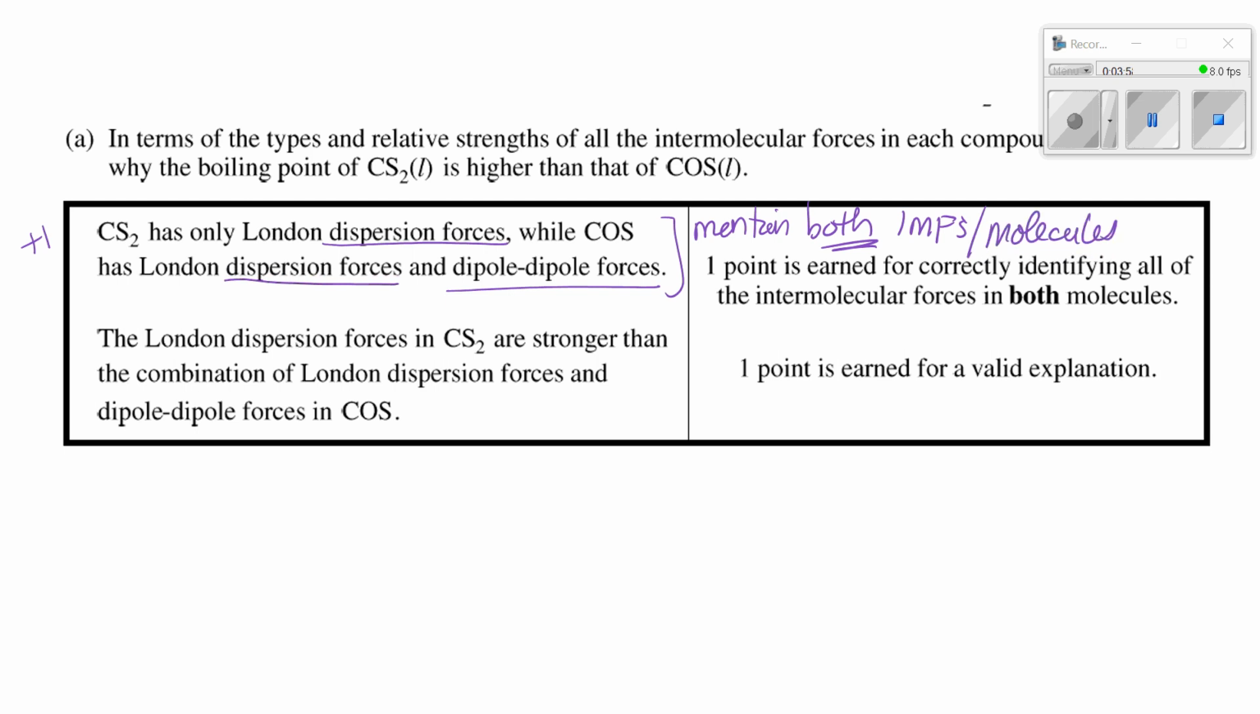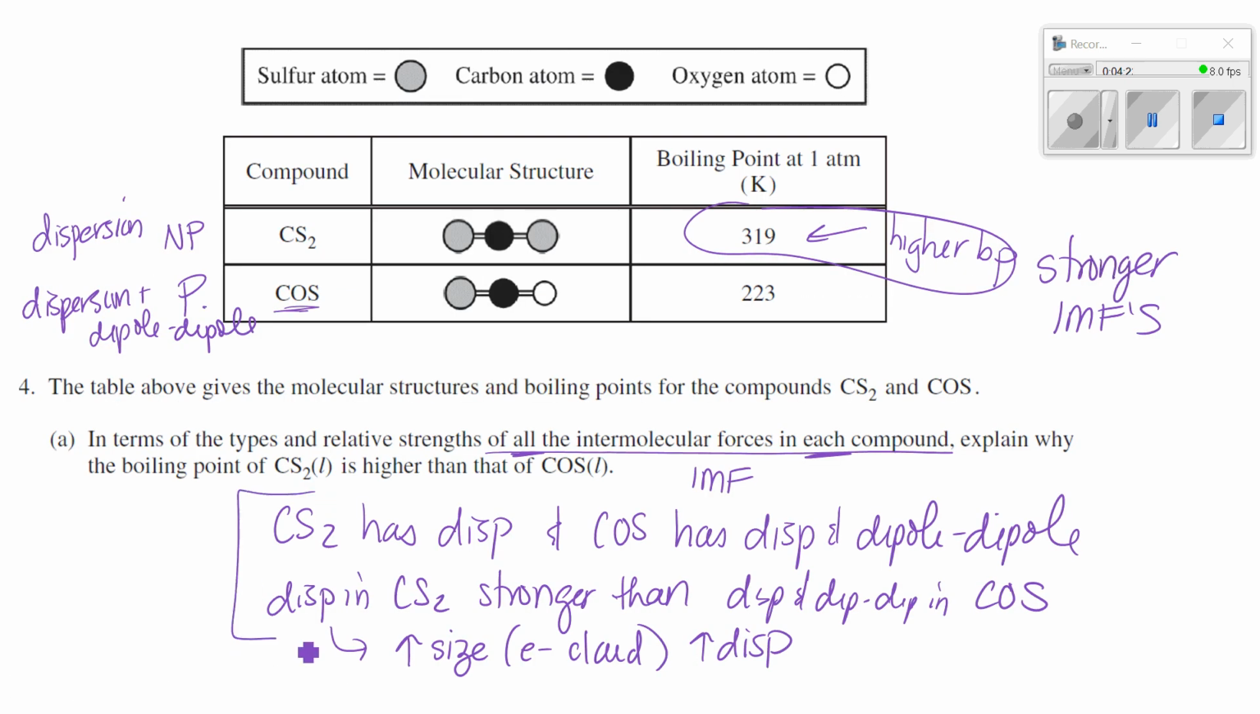And then 1 point for a valid explanation. So in this example, the London dispersion forces in CS2 are stronger than the combination of dispersion and dipole-dipole forces. And in this answer, it looks like they weren't even looking for an explanation of why that is. They're just looking for a statement saying the dispersion forces in CS2 are stronger than the dispersion and dipole-dipole in COS. So all we really needed was this part right here. So state what the IMFs are. So identify the IMFs in both molecules, and then make a comparative statement about their relative strengths.